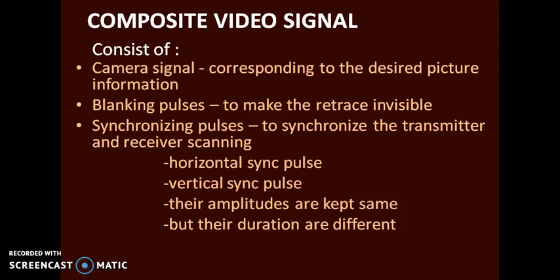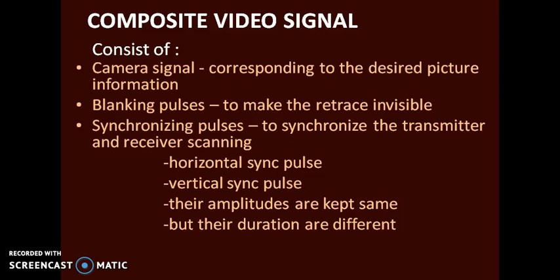The camera signal corresponds to the desired picture information, or the actual picture information which we observe on the TV screen. Blanking pulses are used to make the retrace invisible. Then the synchronizing pulses are used to synchronize the transmitter and receiver scan. Here, we all know that in video engineering, the screen is scanned horizontally and vertically simultaneously.